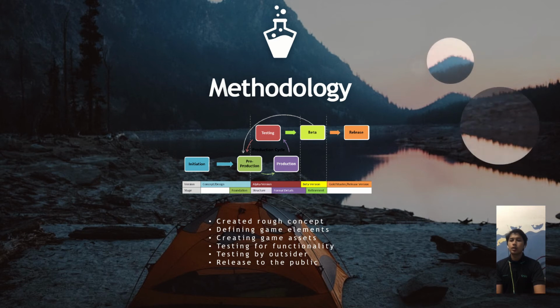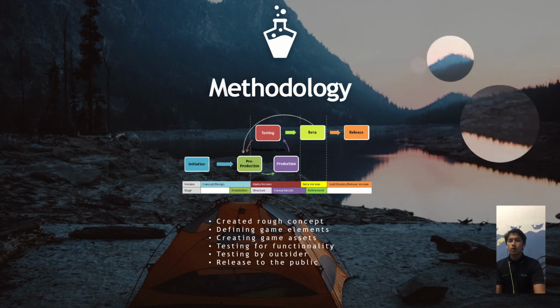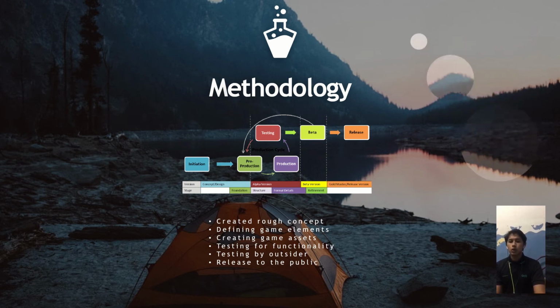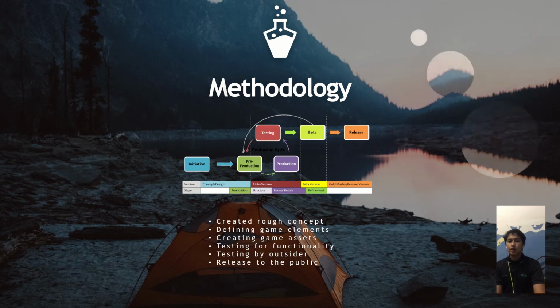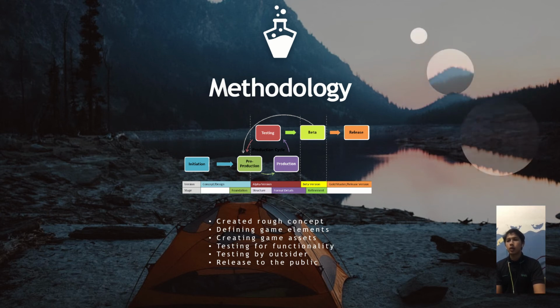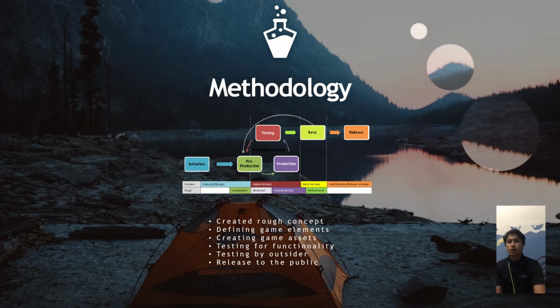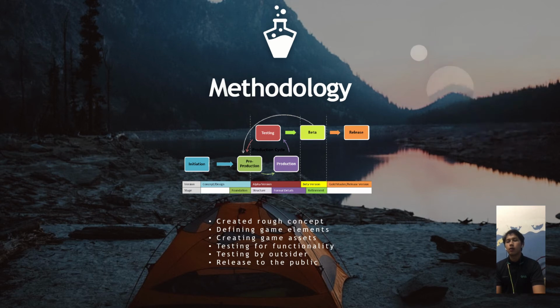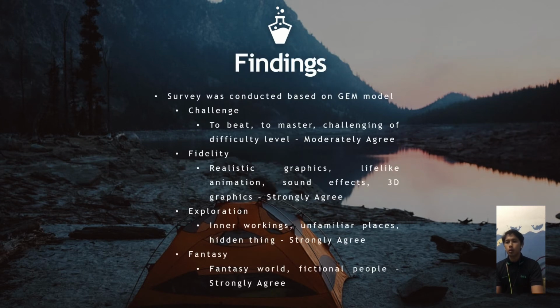Next is the testing phase. It will be conducted after the application is ready to run, to test the functionality of the game. Next is beta testing. Beta testing will be led by outsiders to test the game's development. Next is release, the final stage of the GDLC. When the game development is ready, it will be released to the public.